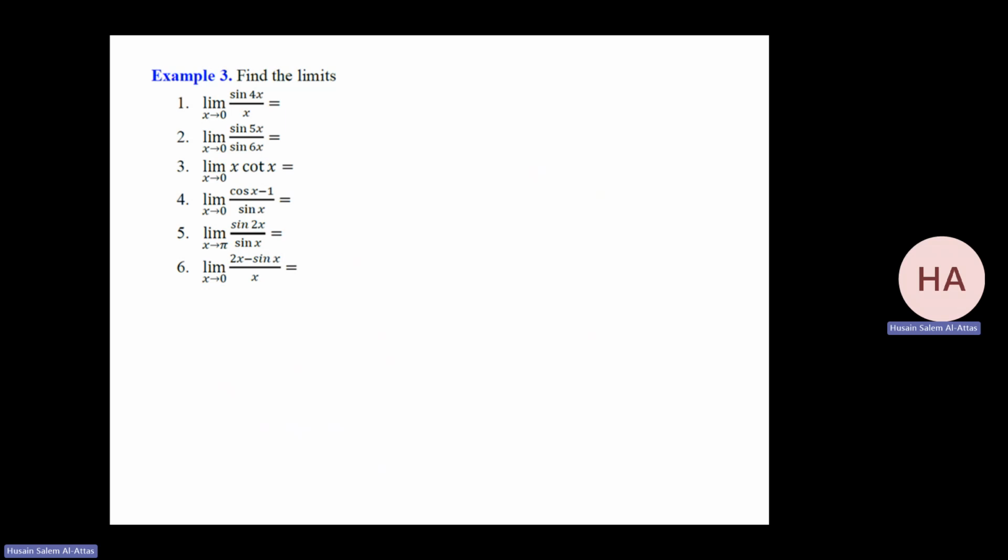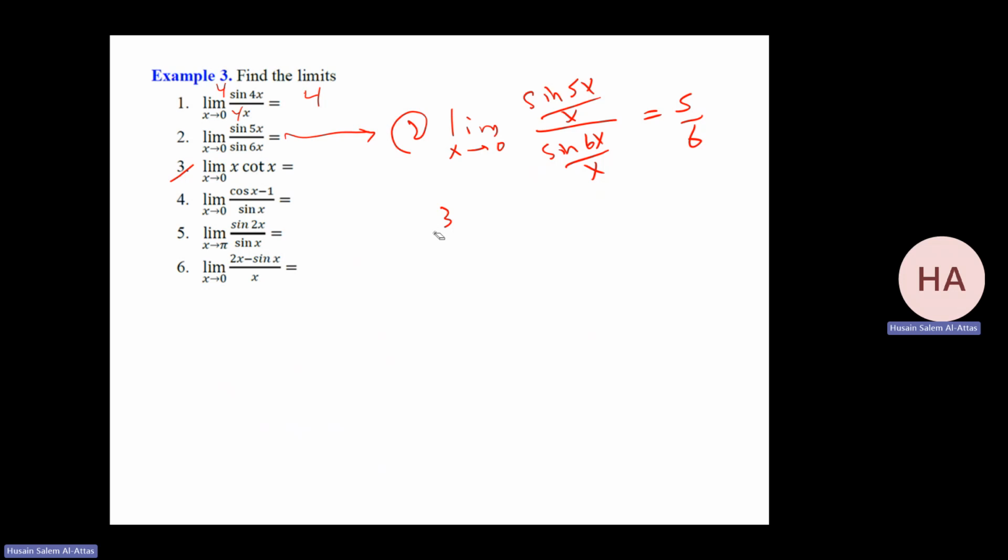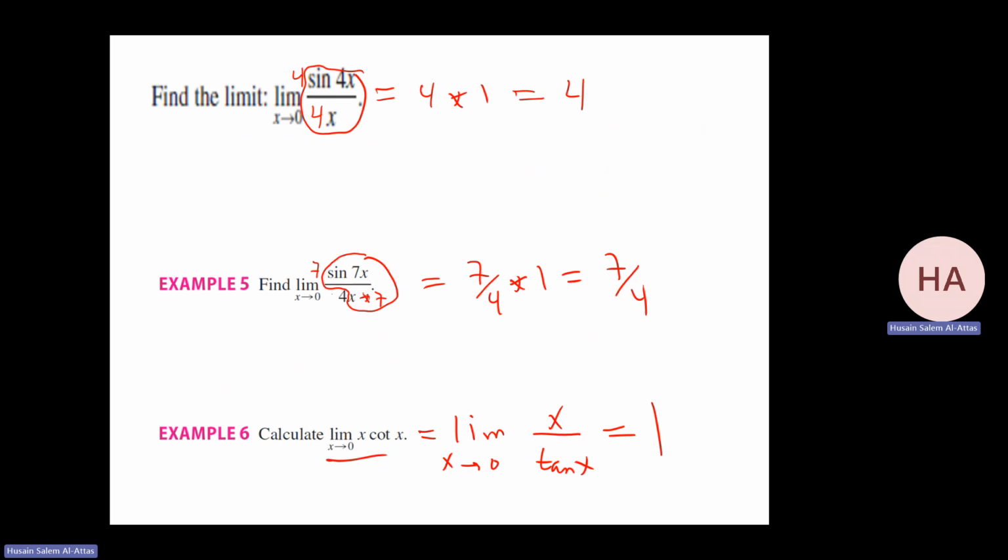Okay, let us do these problems quickly. Sine 4x over x, that will be what? 4. Done. This one, I divide by x, numerator and denominator, and that gives me 5 over 6. This is 2. 3, we did this. 4, limit, this one we did it. And this one, it's the same.